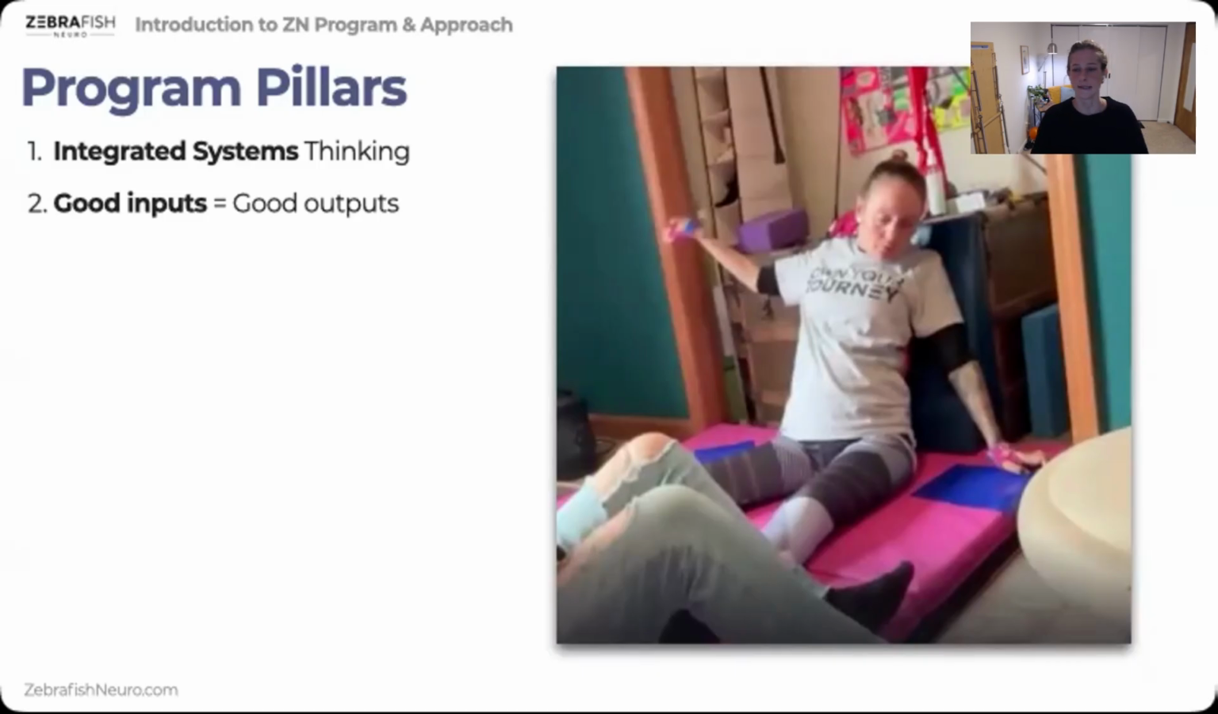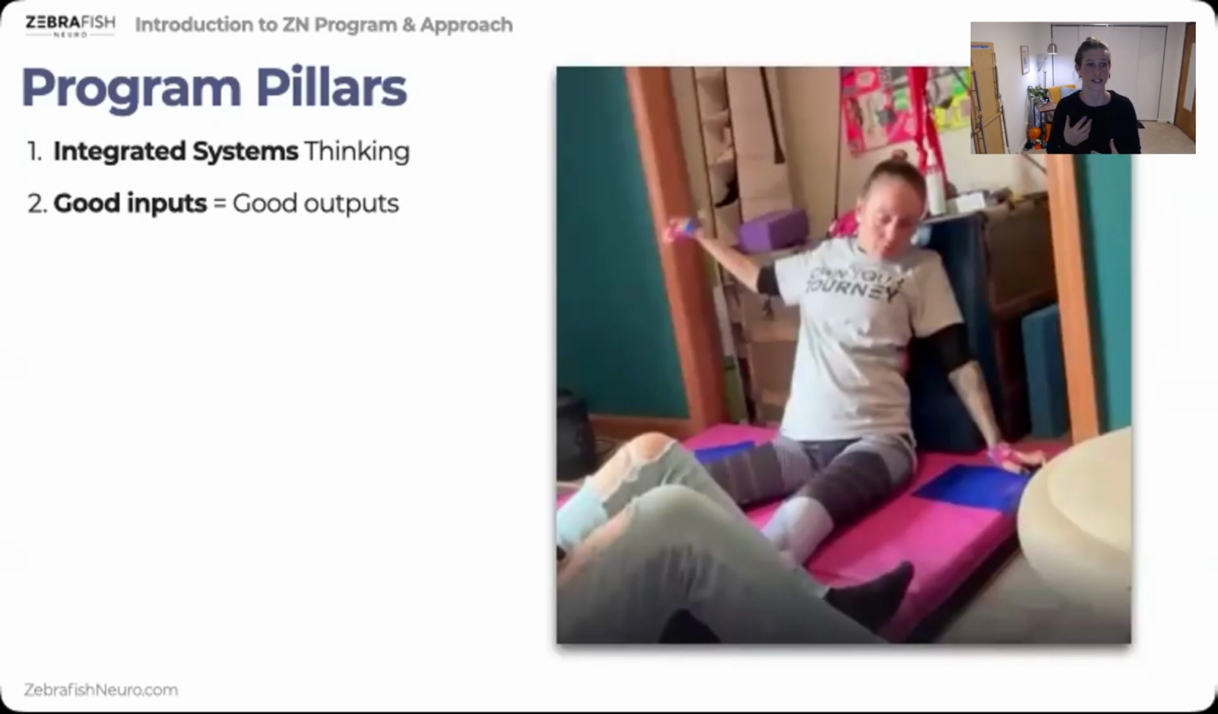My second pillar is this statement of good inputs equals good outputs. So if we understand that movement is a response to the information it's receiving from the environment. The environment can be an external environment, and the environment could be something that's happening from the inside. In my world, the Pilates world, we would call this spontaneous organization. Sometimes it's referred to as reflexive organization.